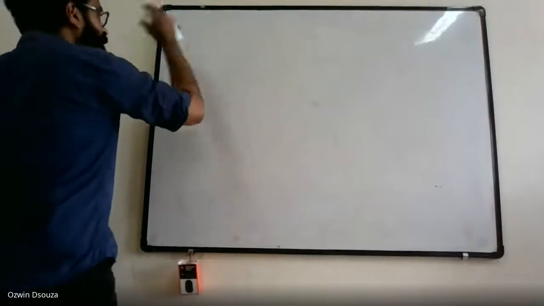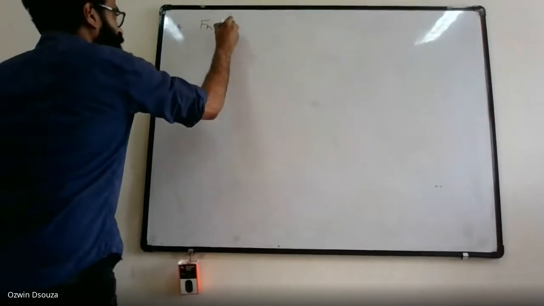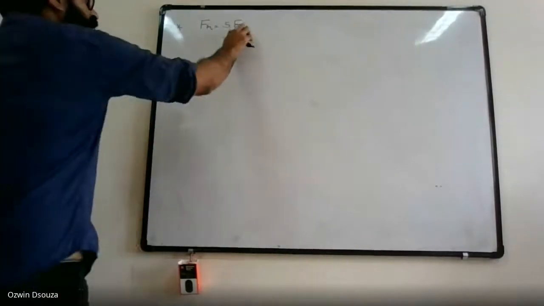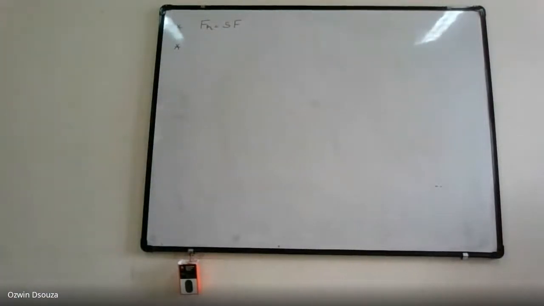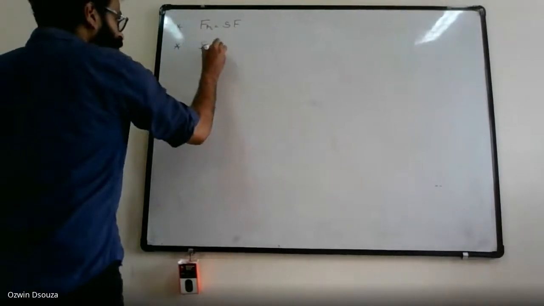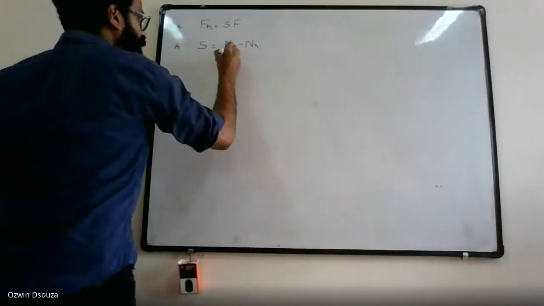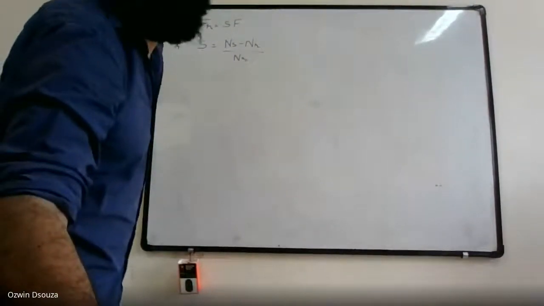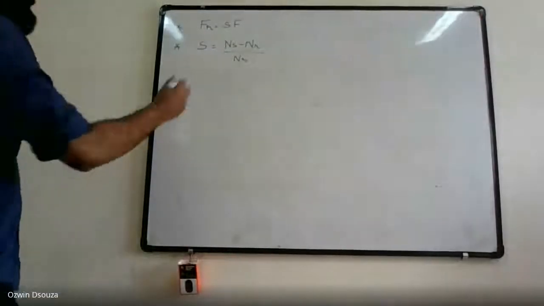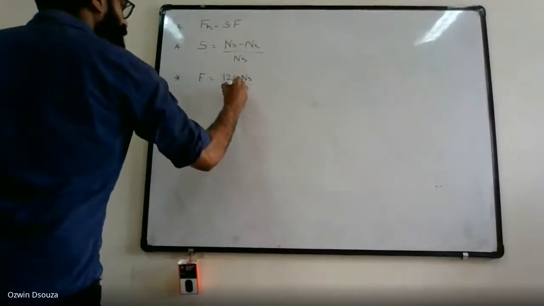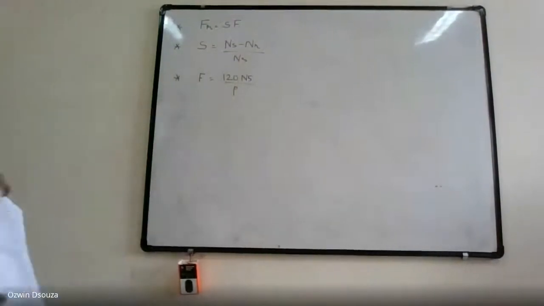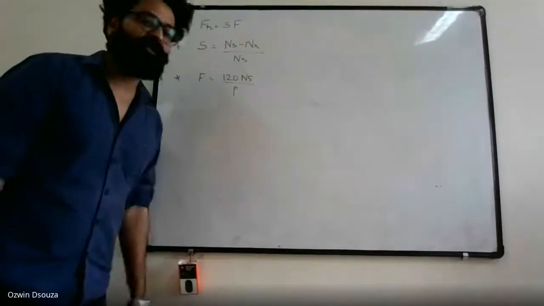The first formula is fr. fr is equal to slip times stator frequency. This is the first formula you will be requiring. The second formula is slip. Slip is (ns minus nr) divided by ns. And the third formula is f is equal to 120 ns by P. So only these three formulas are required to solve induction motor problems.